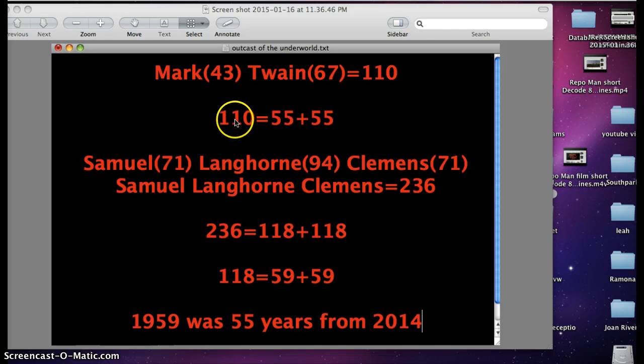Also, it's November 10th. But we'll get into that in a minute. Samuel Langhorne Clemens adds up to 236. 236 is 118 plus 118, which is 11.8, 88. And 118 equals 59 plus 59. And in 2014, 1959 was 55 years away. And 1955 was 59 years away from 2014.